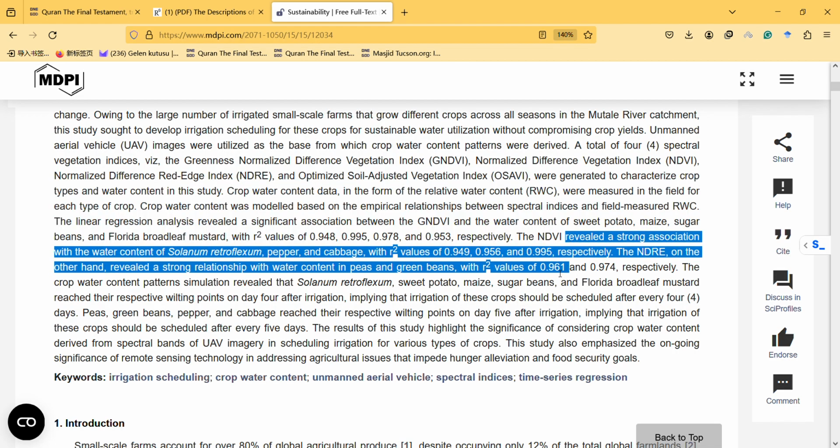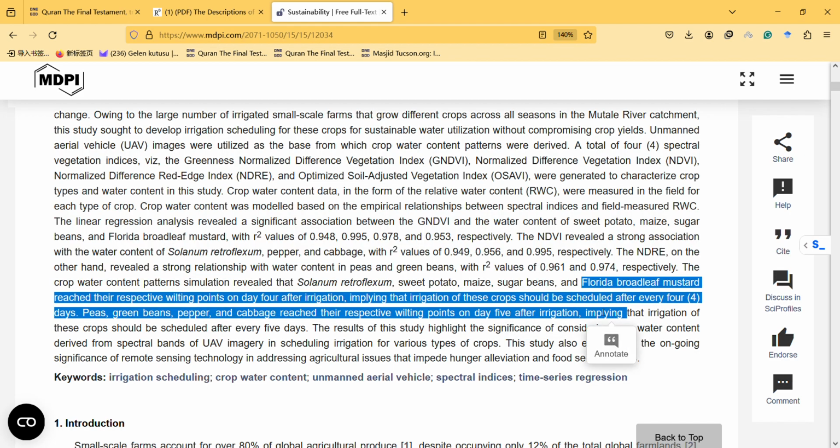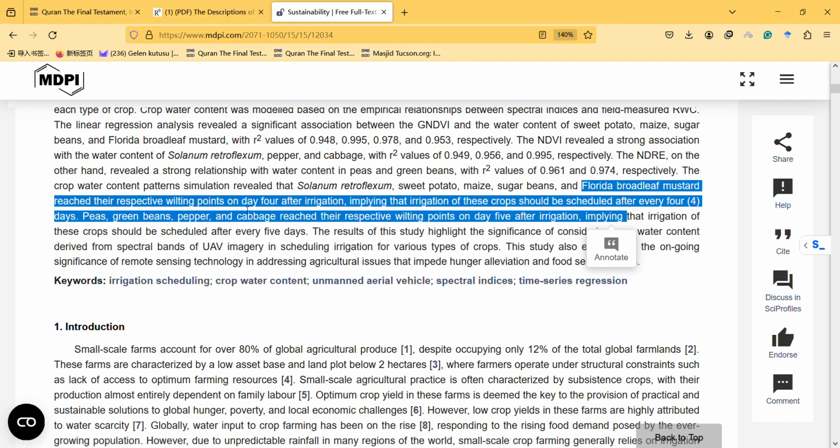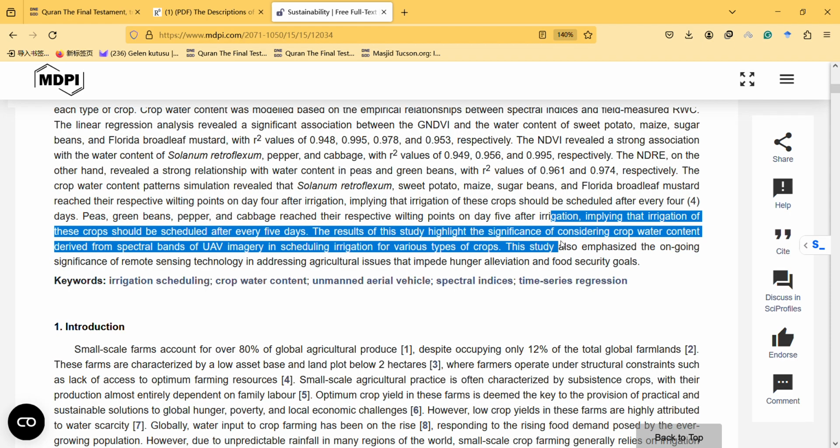Water content in peas and green beans with these values reach their respective wilting points on day 4 after irrigation, implying that irrigation of these crops should be scheduled after every 4 days. Peas, green beans, pepper and cabbage reach their respective wilting points on day 5 after irrigation, implying that irrigation of these crops should be scheduled after every 5 days.